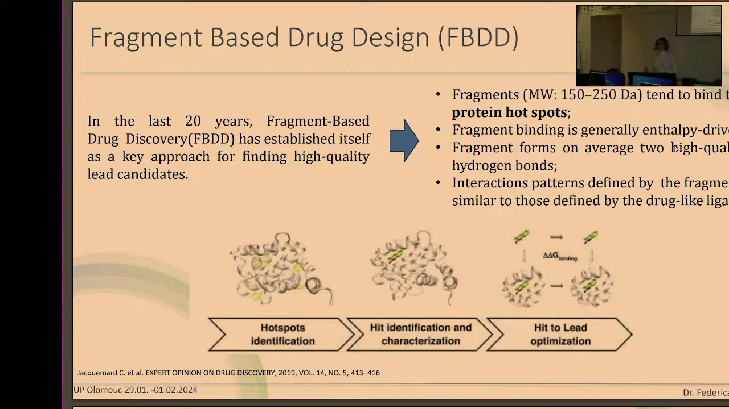A high-quality hydrogen bond means a hydrogen bond that will stay within the hotspot of the protein, and it is maintained even when we are optimizing the fragments. So they are crucial for the interaction with the hotspot. They are not missed. For instance, in molecular dynamics, when you send the fragments or the optimized fragments in molecular dynamics, we will see that those hydrogen bonds will be maintained. Okay?